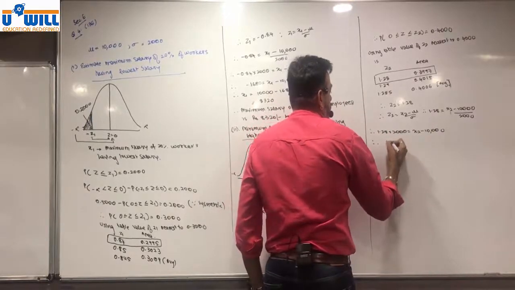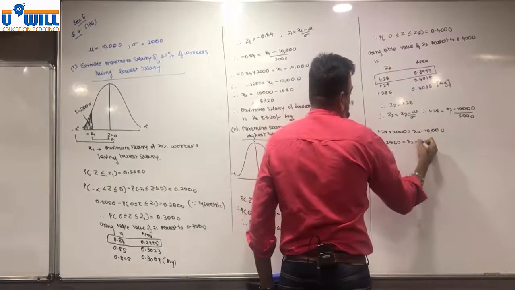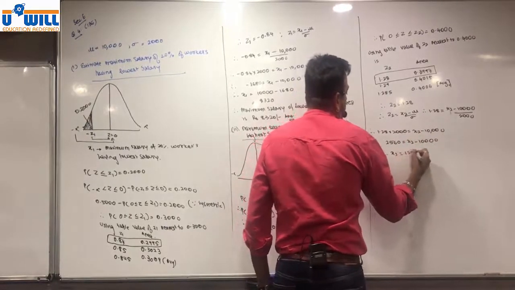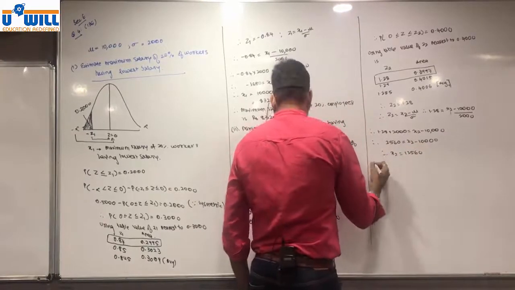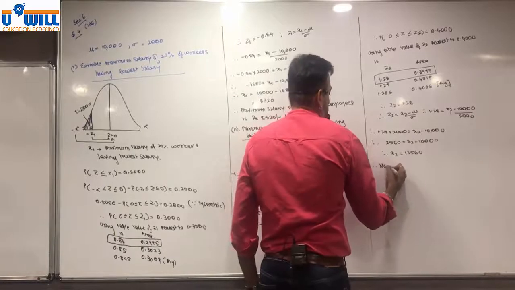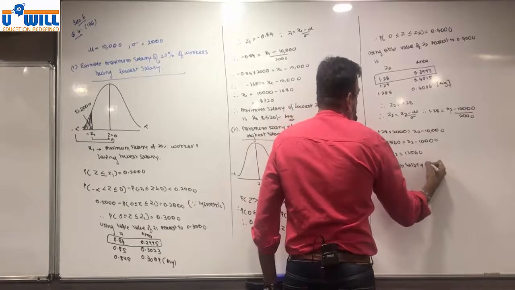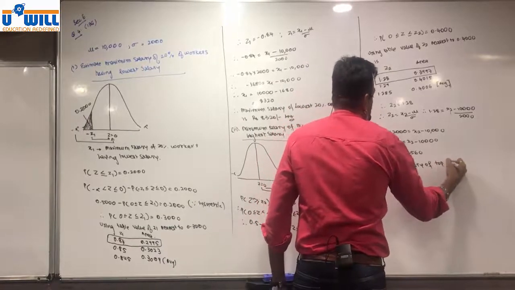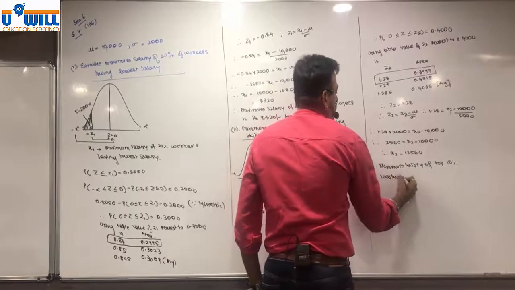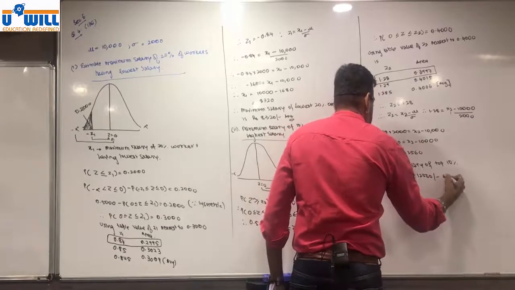How much? 2560 is equal to X2 minus 10,000. Therefore, X2 is equal to 12560. Therefore, the minimum salary of the top 10% workers is equal to rupees 12560.